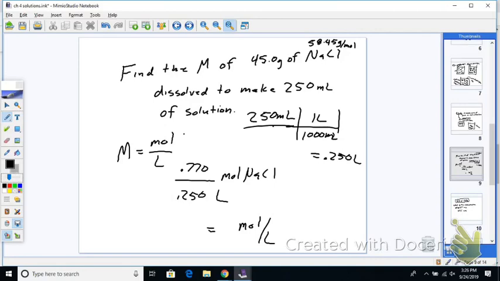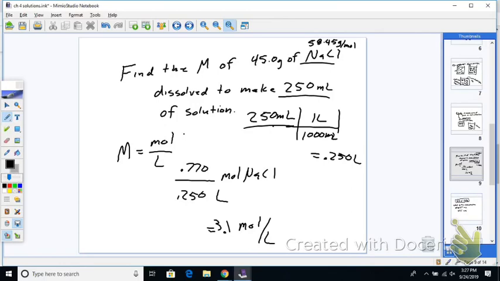So what would the answer be? 3.1? Yeah. Okay, 3.1 molarity. Really easy, right? That's about as easy as you can get. So if you want to find the molarity of something, you find the moles of the solute, which is the NaCl. You find the volume of the whole solution, which has to be in liters. You do it, and that's 3.1 molarity, the concentration of sodium chloride.